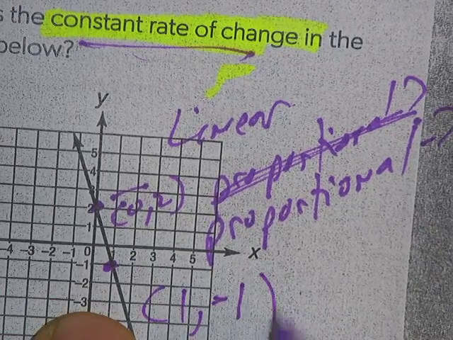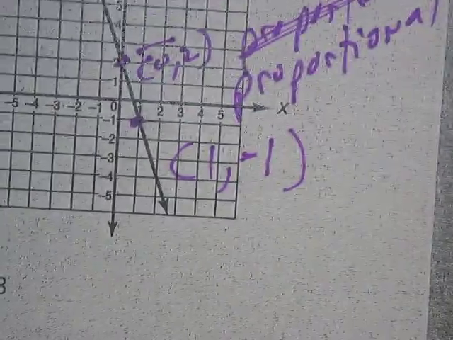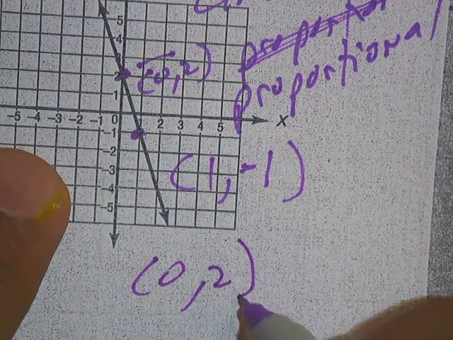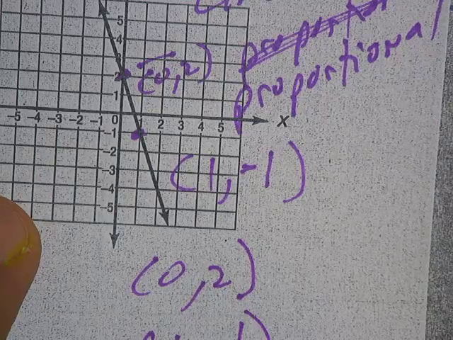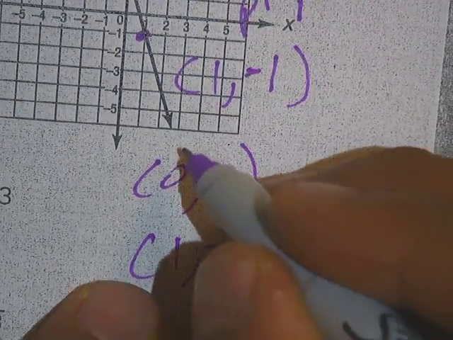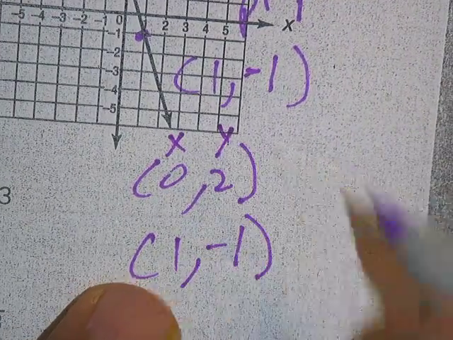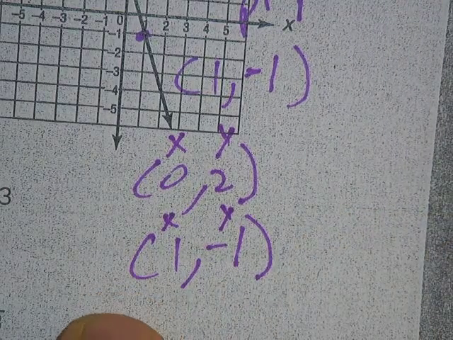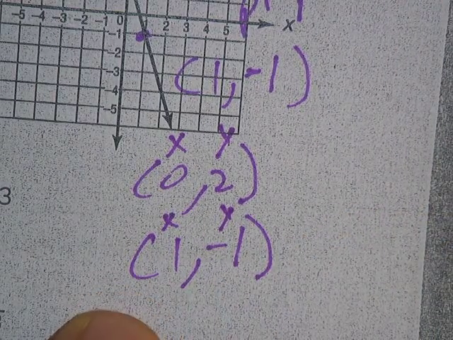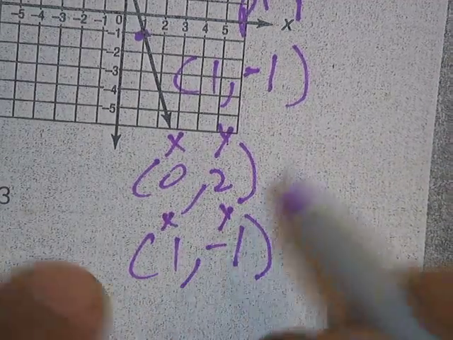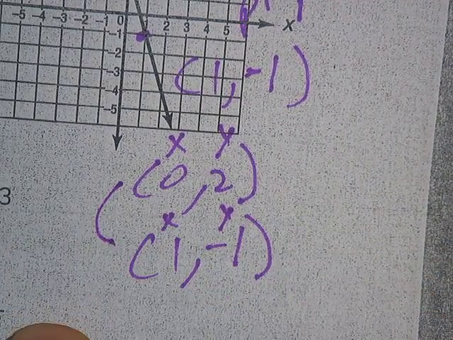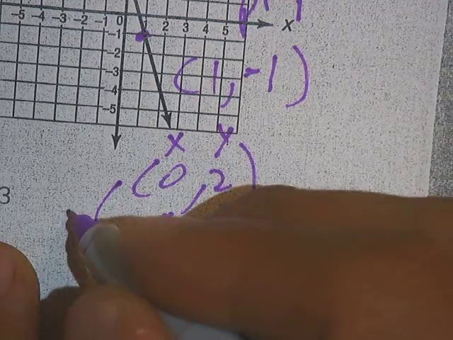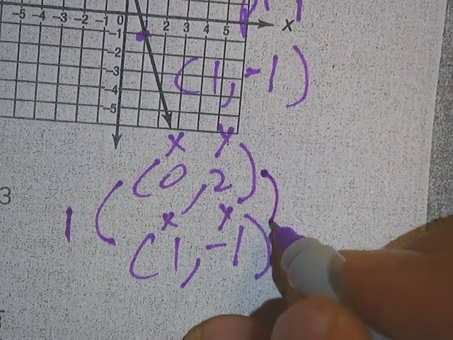But now let's look at the constant rate of change. All you have to do is pick 2 points. I'll pick the ones in the corner like this one. What is the ordered pair? Well, that's 0, 2. So I'm going to put 0, 2. What is this one here? Well, 1 to the right and 1 down, so that's 1, negative 1. So now we have 0, 2 and 1, negative 1.